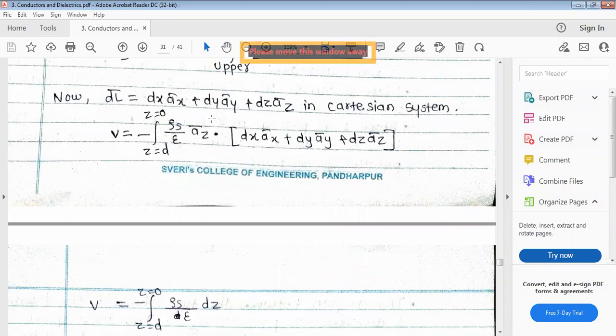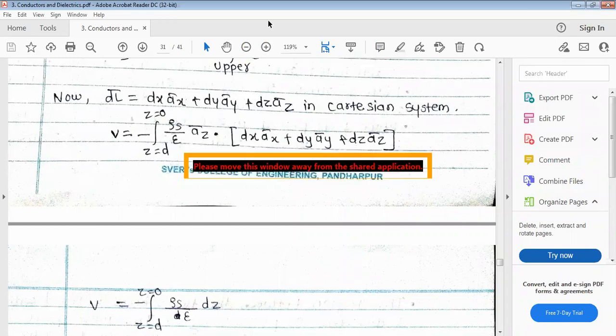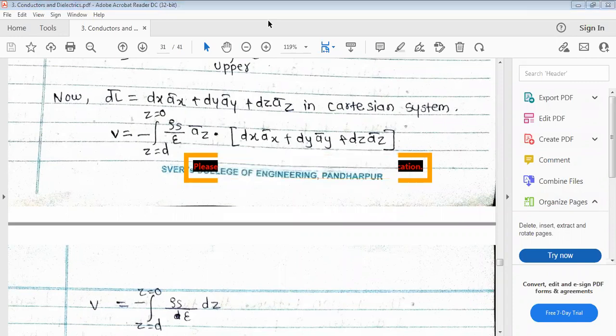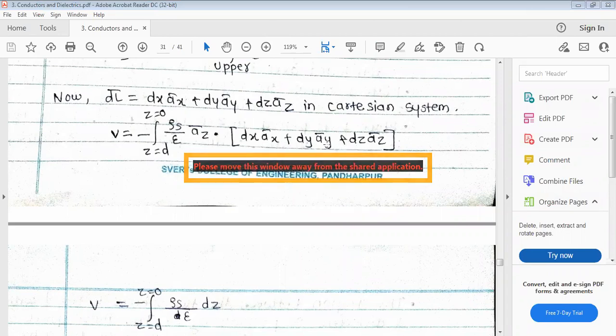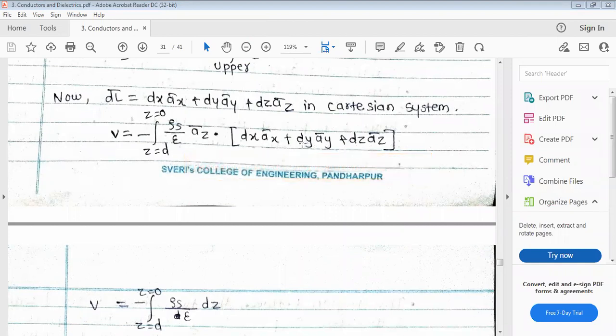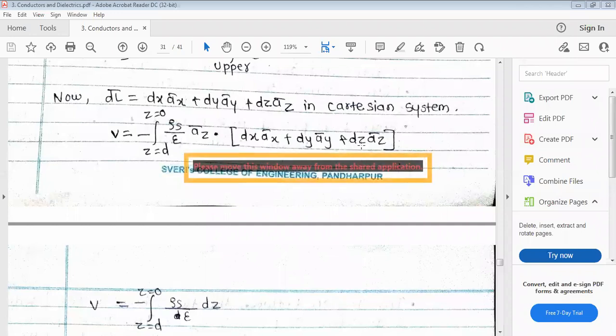Now here, we have to take the dot product. So A bar Z dot A bar X, what is A bar Z dot A bar X? 0. A bar Z dot A bar Y? 0, right? And A bar Z dot A bar Z is equal to 1. So these both terms will become 0. Only A bar Z dot A bar Z is equal to 1. Therefore, only this dz term will be present there.